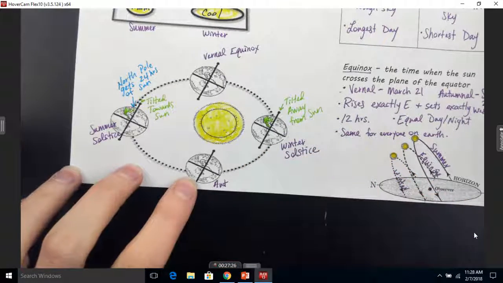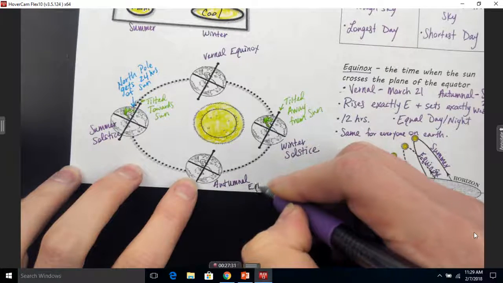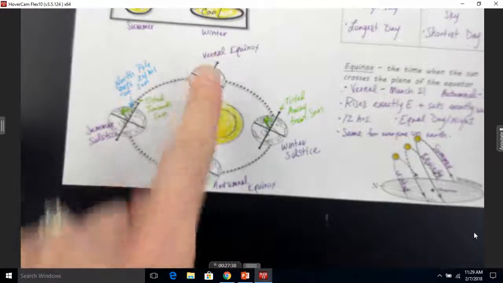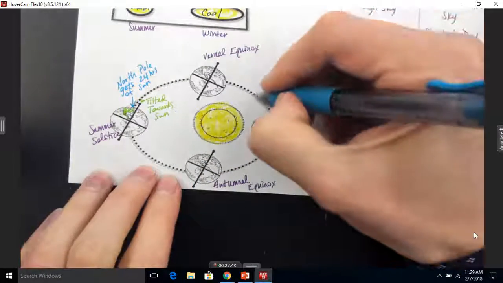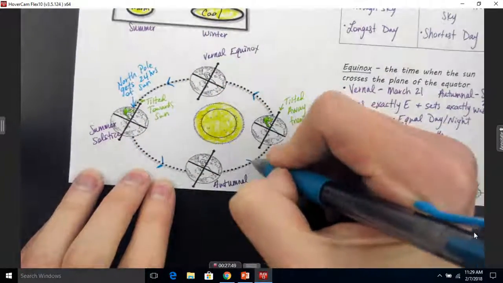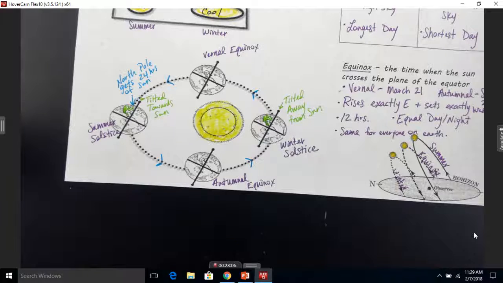So with the bottom, like the vernal equinox, the South Pole has 24 hours. This is equal day and night. That's what equinox is, equal day and night right there. Those two. Remember, counterclockwise, that'll help you figure out which one's which. Yeah, I don't remember either.